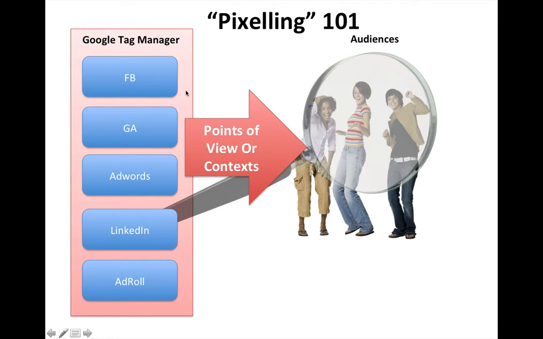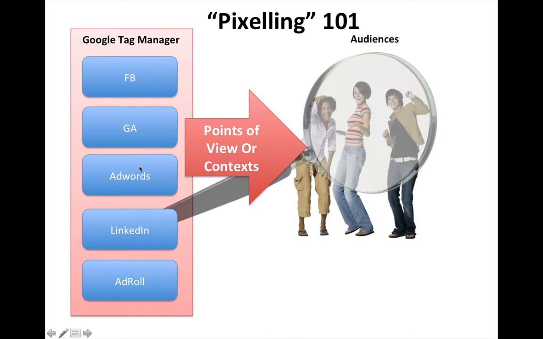I just want to share another way of looking at pixeling, or what I'm calling pixeling, which is to see your audiences, or to create audiences, from the vantage point, the point of view, or the context of each one of these third-party systems that exist. Now I've only added 5 in here.